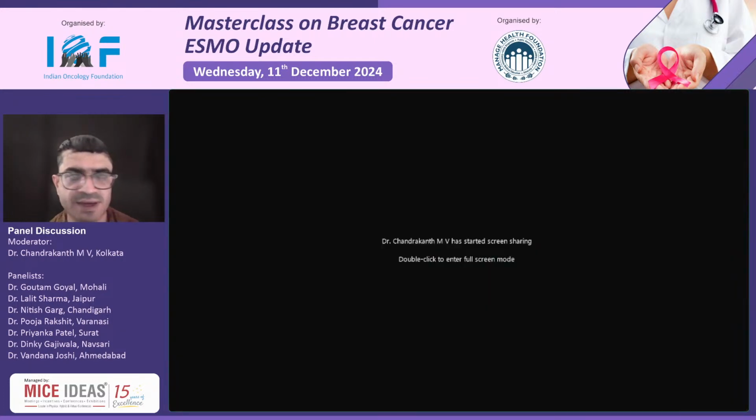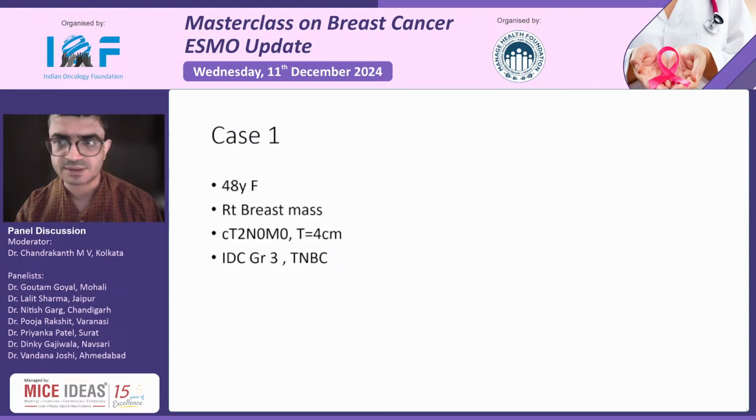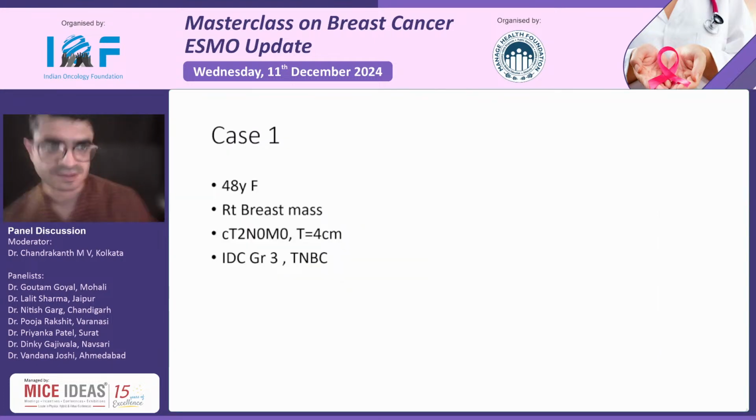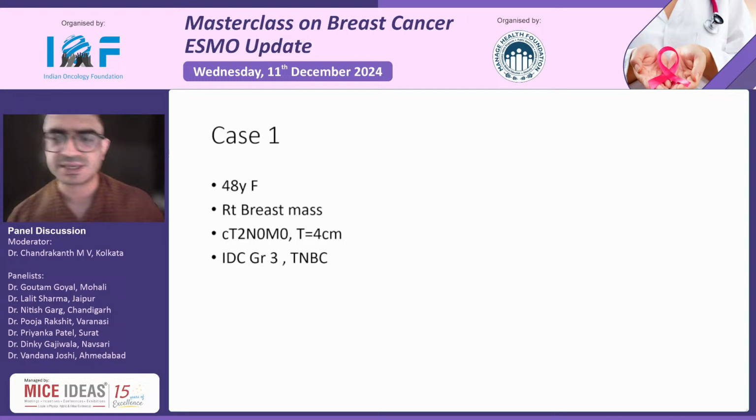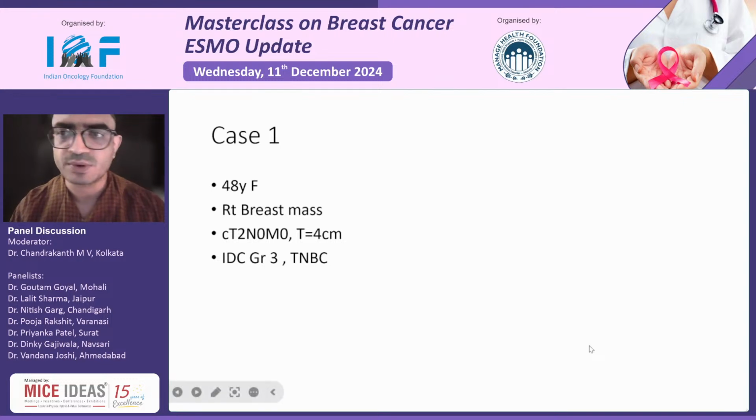So let me keep things basic rather than complicating things. Let me have a case-based discussion. So I will start with Dr. Gautam. Sir, this is a case-based discussion. Let's see what best we can take home from the recent ESMO updates. This is a 48-year-old lady with a right breast mass, quite an early tumor with a 4 centimeter tumor, then IDC 3 and it's a TNBC.